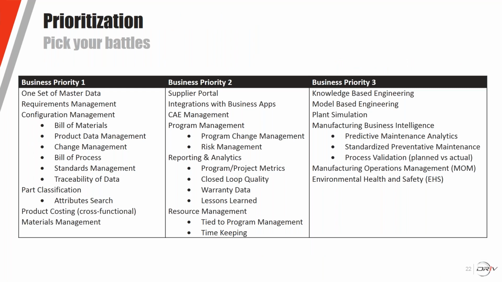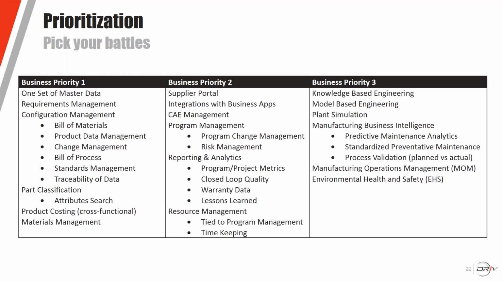And then we took all of them and put them into a certain level of priorities. So in our case, we said business priority 1. We said one set of master data. Now, when the business came forth and said one set of master data as the very first thing, I said, okay, now we have a chance, because this was the first time that I have ever seen anyone actually bring up master data as an engineering and purchasing function. That's typically IT or more data-driven people that say, oh, we need to have master data. Of course, requirements management, configuration management, part classification, product costing, materials management, those were all identified as things that we needed to have as a priority 1.